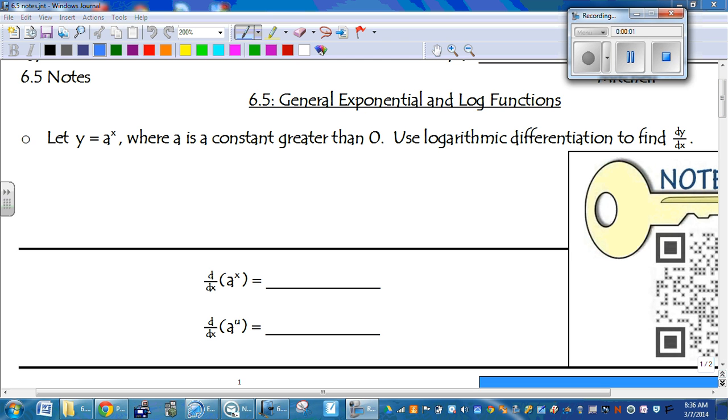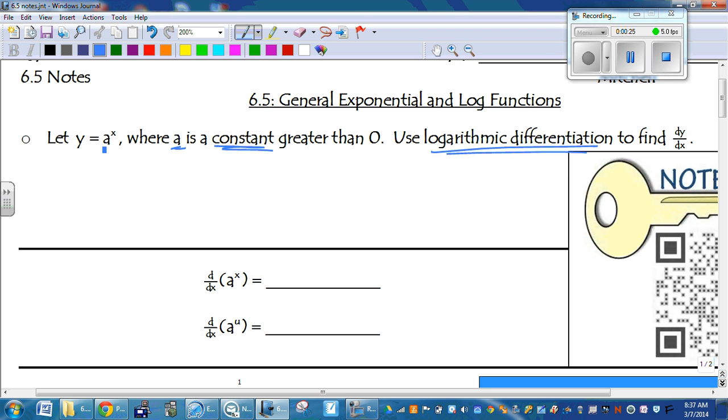Today we are looking at exponential and log functions some more, but not just base e. So we're looking at y equals a to the x, where a is a constant greater than 0. To start off, and we've done some problems like this, to find dy dx, we've used logarithmic differentiation in the past to figure this out.